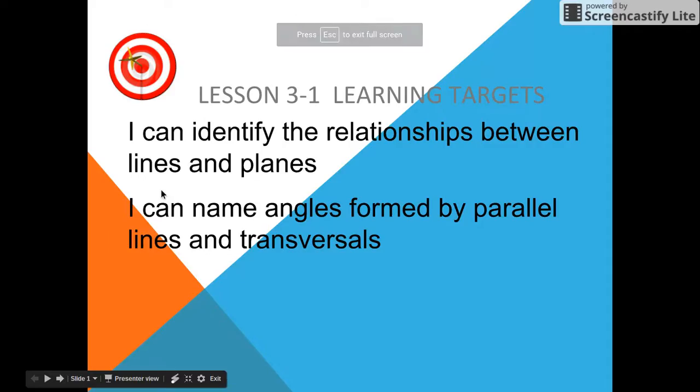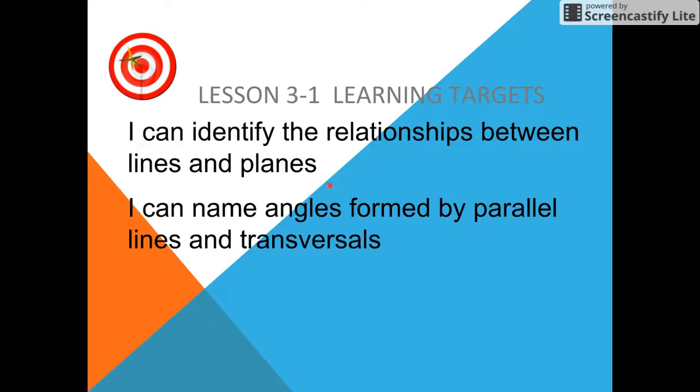This section is 3.1, the first section in the third unit, and the focus of this section is the relationships between lines and planes, as well as some new vocabulary, some angle pairs that are formed with parallel lines and transversals, and we'll learn what that word means in just a minute.